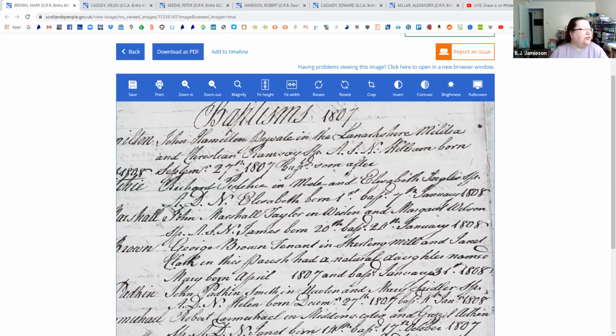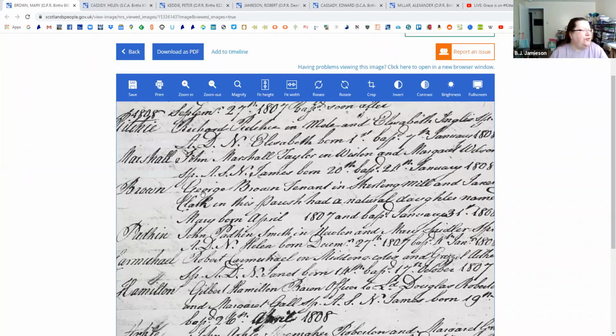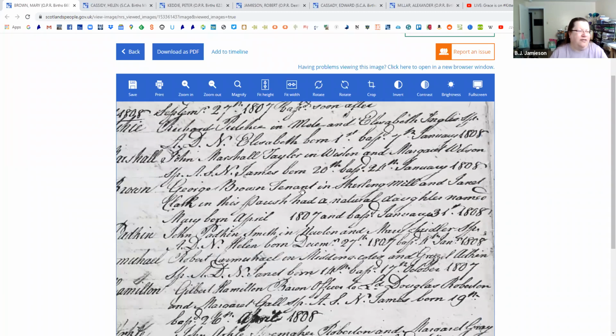Here you have Richard, can't quite read that last name, in Mole, which was a farm name, and Elizabeth Ingalls, his wife, a son named, a daughter named, but it's saying specifically his spouse. But if we look at this one, George Brown, tenant in Skirling Mill, so he's a small farmer at Skirling Mill, and Janet Clark in this parish had a natural daughter named, well, natural daughter, and the lack of calling Janet Clark his spouse, does that mean that this child was born to unwed parents who weren't married?